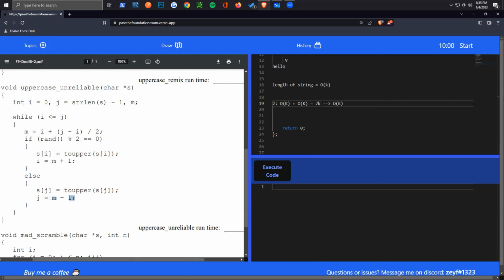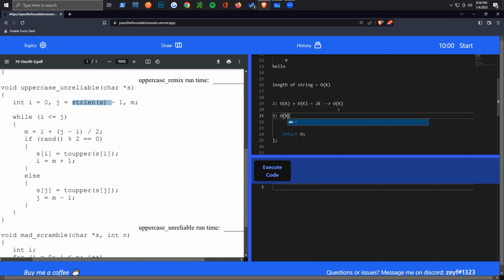So if we have a string of length 100, in the next one we're going to be looking at 50 elements. It might be on the left, it might be on the right. And same thing on the next call. Now we're going to be looking at 25. It might be on the left of that or on the right of that. It doesn't matter. So overall, we only call string length once.